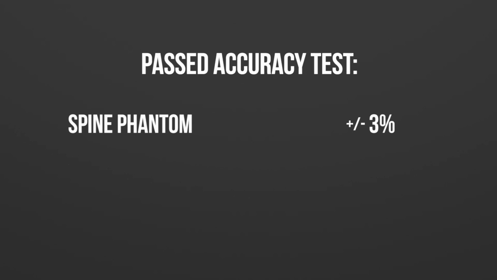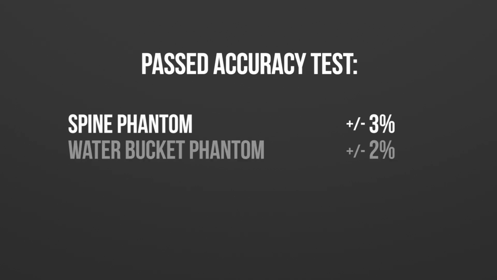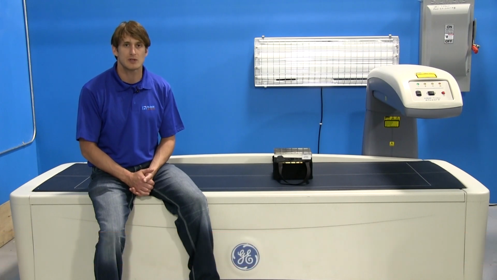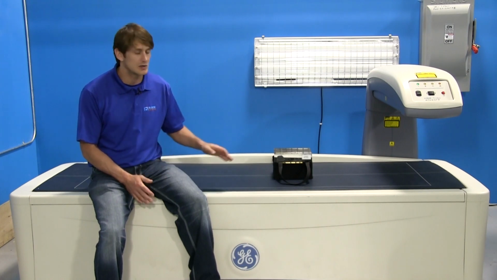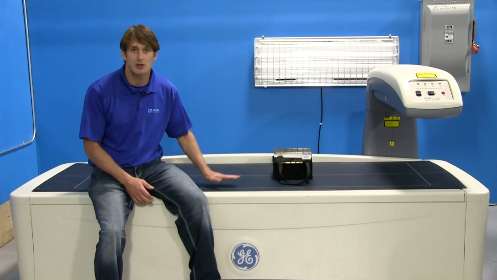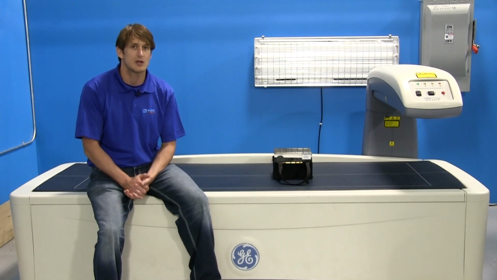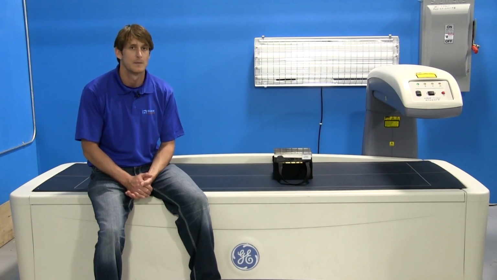For your spine phantom, it'll be up to 3% plus or minus, or with your water bucket phantom, a plus or minus of 2%. Before completing your PM, a few small steps. Make sure your printer's cleaned off, you've checked the ink in the printer and reloaded it with paper. Also, wipe any dust or debris off the table itself. Make sure you're not using any bleach on the table pad. You'll also want to ensure that your customer's been doing their backup and archive process and keeping up to date.